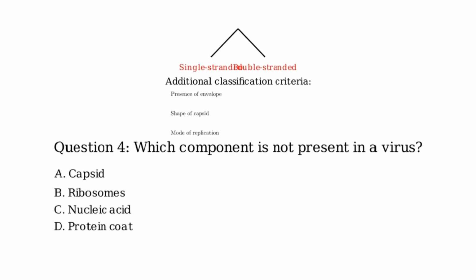Question 4. Which component is not present in a virus? A. Capsid. B. Ribosomes. C. Nucleic acid. D. Protein coat. The correct answer is B. Viruses lack ribosomes and other cellular organelles. They rely on the host for protein synthesis.